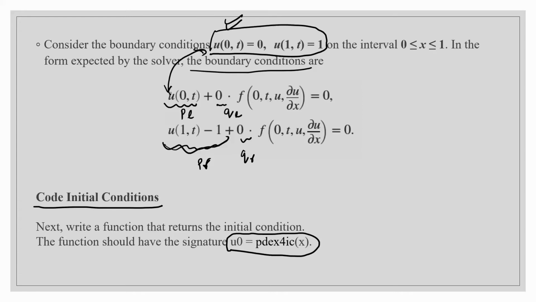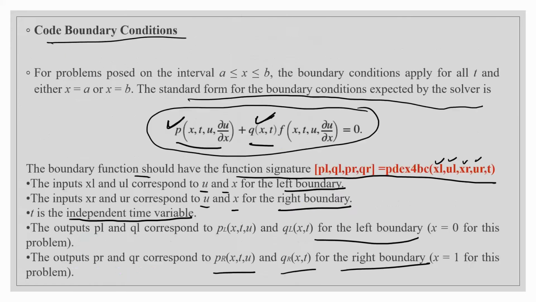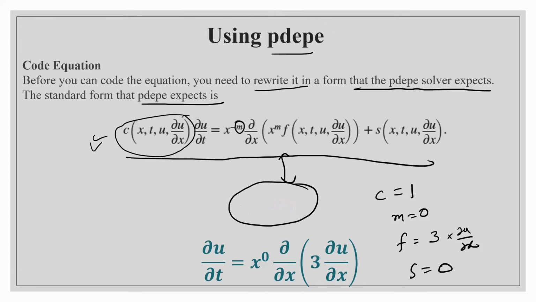You can see that I have created a function whose name is heat underscore equation, and this m is 0. How is this m 0? I have already told you. In our equation we have m equal to 0, so we need to specify it with the same nomenclature. This is understood by the pdepe solver. So here we can see that the value of m is 0.